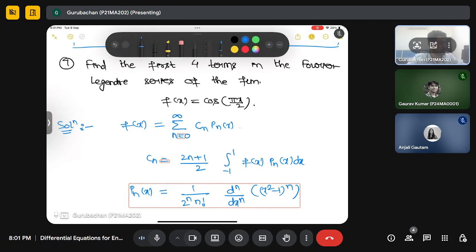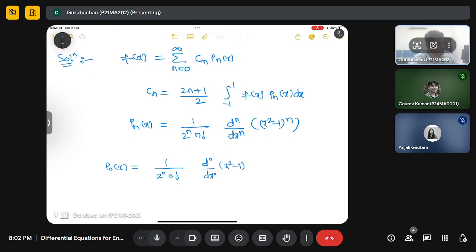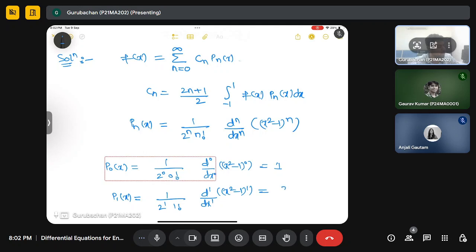So let us first find out this Legendre polynomial. So what is P0(x)? This will be 1 by 2 to the power 0, zeroth derivative. Zeroth derivative means we don't need to differentiate it, so it will be directly equal to 1. P1(x) will be 1 by 2 to the power 1 factorial, first derivative of this x square minus 1. So this will give us 2x divided by 2, that is x.